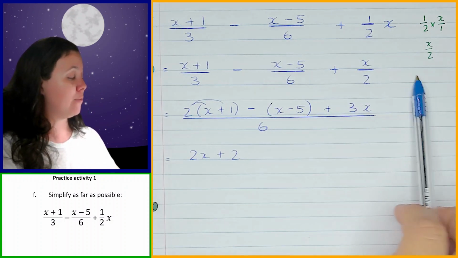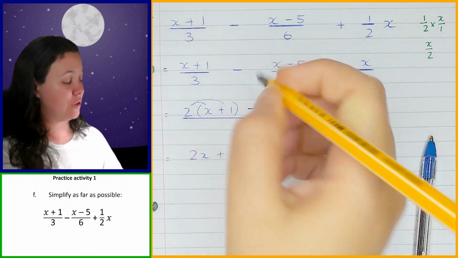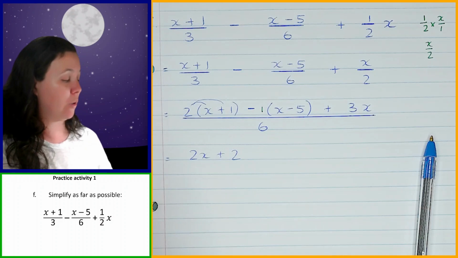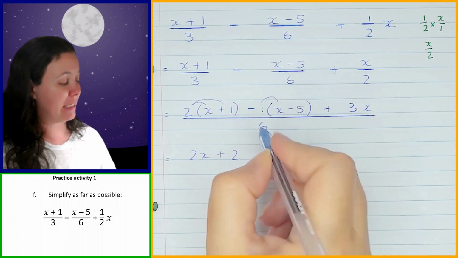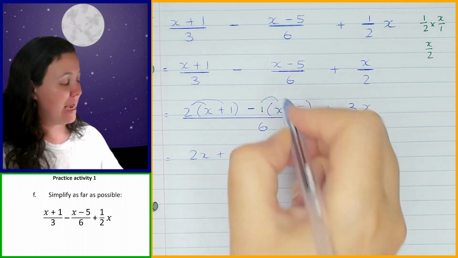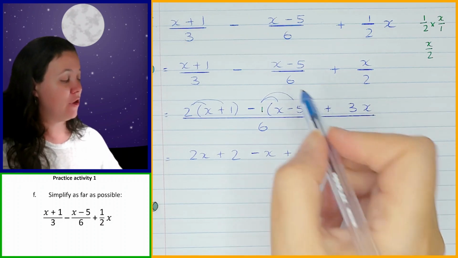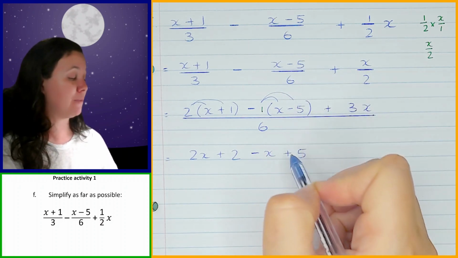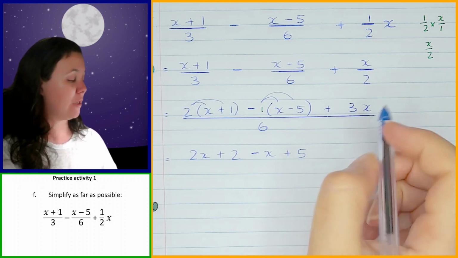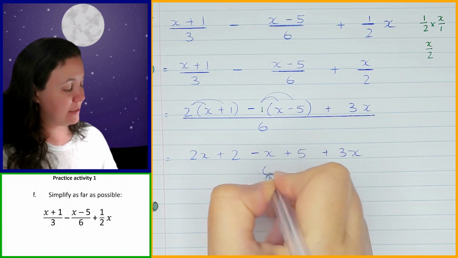So over here, remember, if I've got a negative in front of the brackets, it's actually negative 1. So that you can't see it, but there's a little imaginary 1 over there. So I'm multiplying negative 1 in, and that gives me negative x. And then negative 1 times negative 5 is positive 5. So if you didn't put this in brackets, you would still have negative 5, but it's supposed to be positive 5. And then we've got our plus 3x. And that is all over 6.